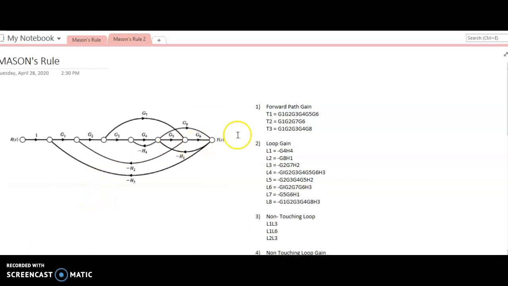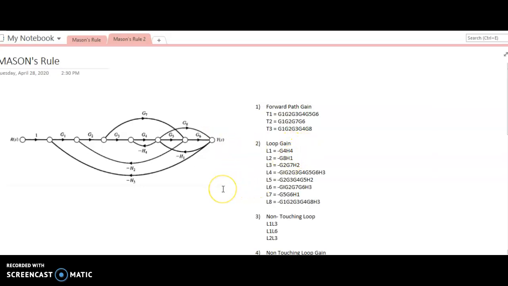So kita tengok pada first one, forward path. For forward path, kita ada 3 kat sini yang saya dah tulis, T1, T2, T3. This one for the first one: G1, G2, G3, G4, G5, G6. And then for the second one is G1, G2, and then G7, G6. And then for the third one, G1, G2, G3, G4, G8. Okay, settle for the forward path, and then kita cari loop gain.